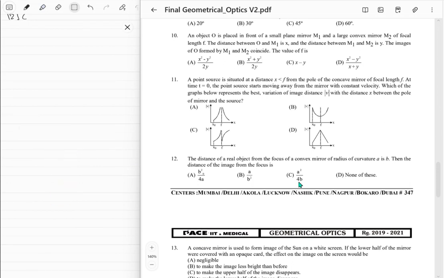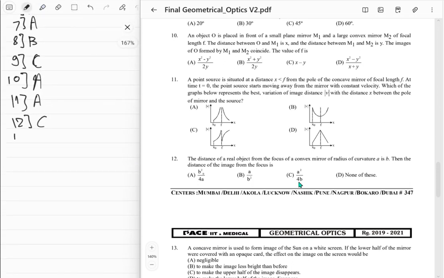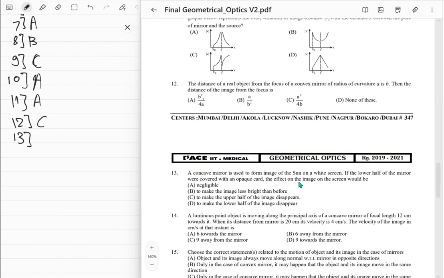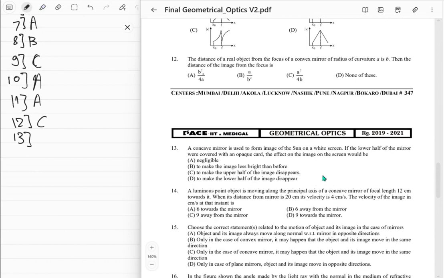Okay, let's go to 13. A concave mirror is used to form an image of the sun on a white screen. If the lower half of the mirror were to be covered with an opaque card, the effect on the image on the screen would be... Oh right, so the intensity will become half of what it should have been, but it's still at the same place actually.